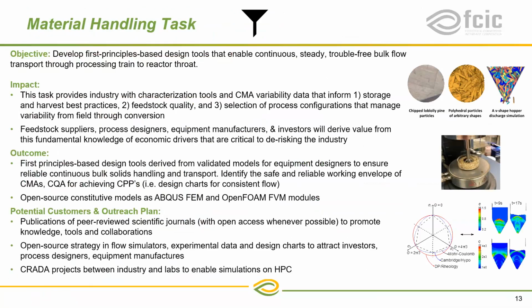Okay, after that task, we move into material handling. So the objective of this task is to look at the flow and transport of biomass. Now, this is a particularly problematic issue in the workshop data we talked about earlier. There were lots of process upsets because biomass didn't handle, didn't transport, didn't store the way traditional agricultural commodities did. So the material handling task is taking a combined modeling and experimental approach to solve these issues.